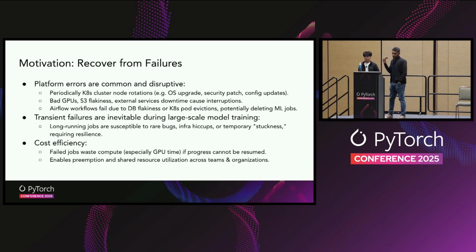why do we want to solve fault tolerance? Of course, we all know this. When we run training jobs on these expensive GPU machines, things can go bad. Our Kubernetes team can do cluster rotations. We can have bad GPUs. We've seen S3 flakiness issues. So when these happen, we don't want all the compute that the model has spent to be wasted. So from a cost efficiency standpoint, recovering all that work is helpful.